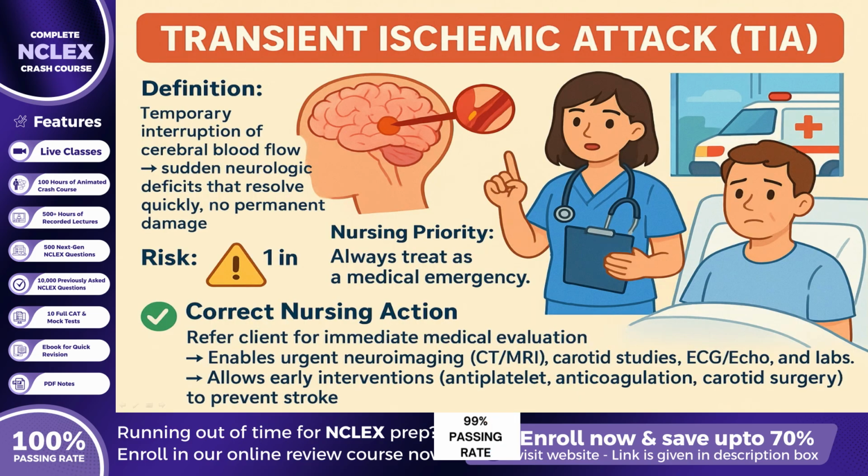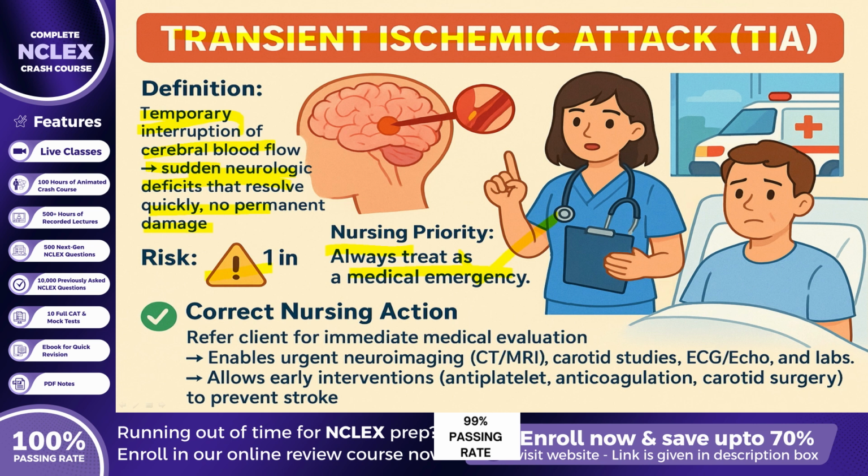Now let us carefully analyze the reasoning. A transient ischemic attack, often referred to as a TIA, represents a temporary interruption of blood flow to a part of the brain, causing neurologic dysfunction without leaving permanent damage. Although the symptoms resolve spontaneously, the clinical significance is profound. Research shows that approximately one third of individuals who experience a TIA will later develop a stroke, with the highest risk occurring within the first 24 to 48 hours. Because of this, every TIA must be treated as a medical emergency requiring immediate diagnostic evaluation.